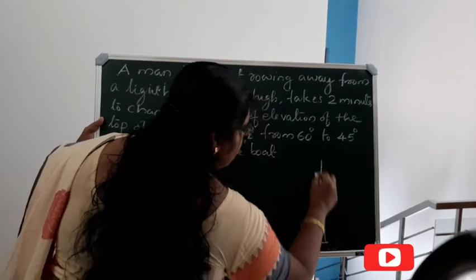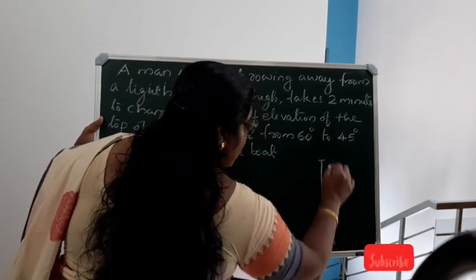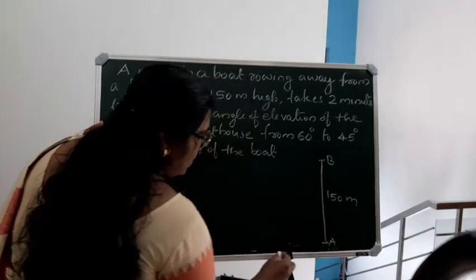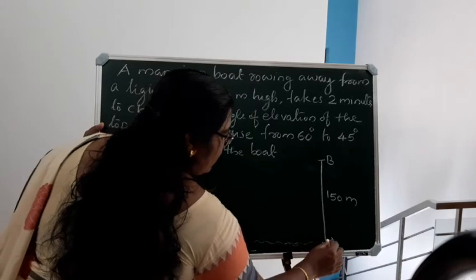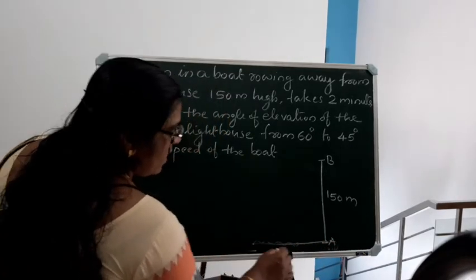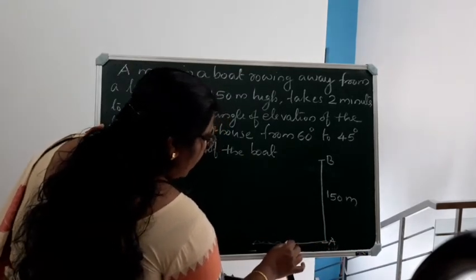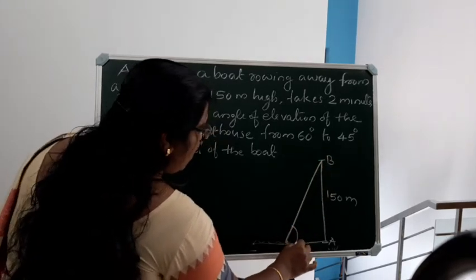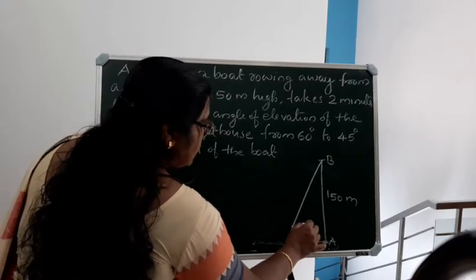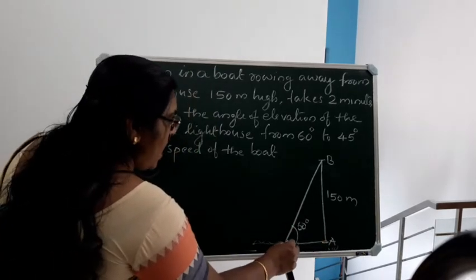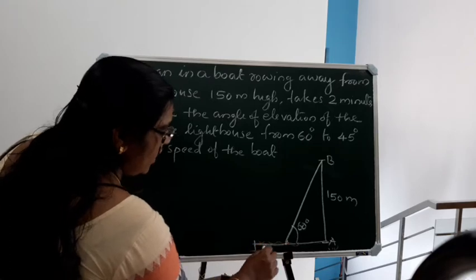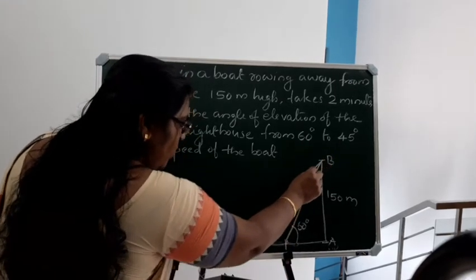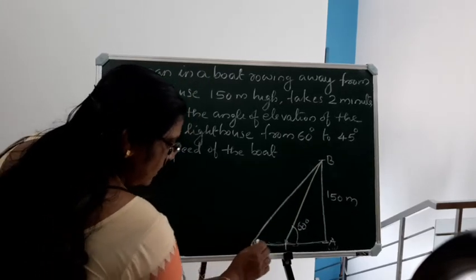Suppose this is a lighthouse, AB, the lighthouse, and its height is given, it is 150 meters. A man is moving away from this lighthouse. When he reaches here, the angle of elevation of the top of the lighthouse is 60 degrees. Then after 2 minutes he reaches here, and that time the angle of elevation becomes 30 degrees.